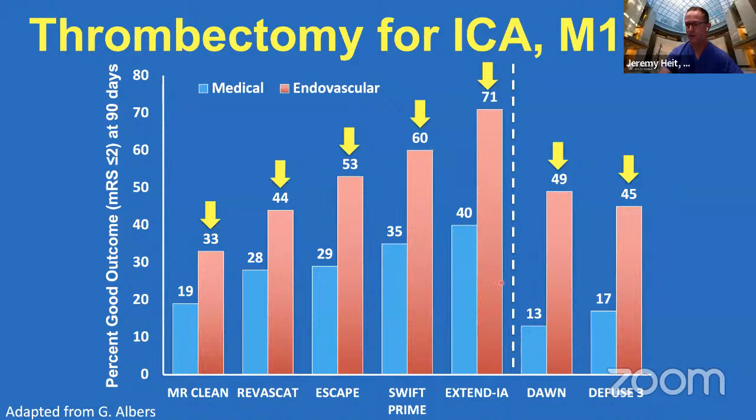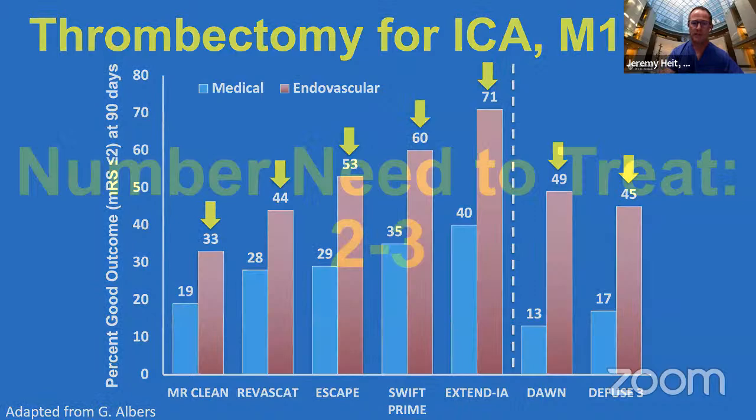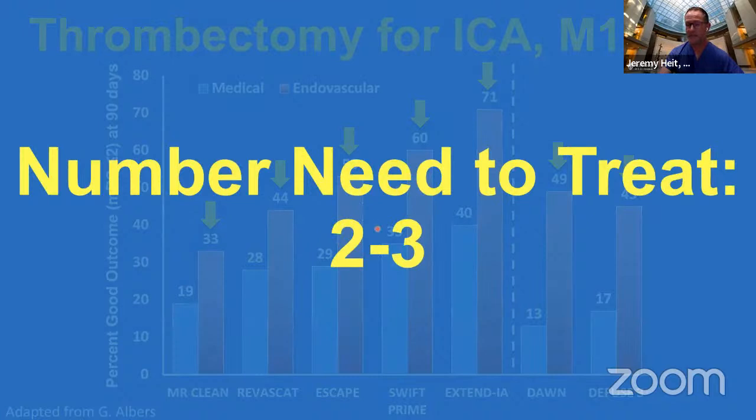The studies to the left of the dashed line are the so-called early window studies that were performed in roughly 0 to 6 hours from the patient's symptom onset. And then we have our two late window studies, DAWN and DEFUSE 3, that looked at patients presenting 6 to 16 or 6 to 24 hours after symptom onset. And so if you look at all of these data, the number of patients you need to treat to benefit one is only 2 to 3. And that's really quite remarkable.